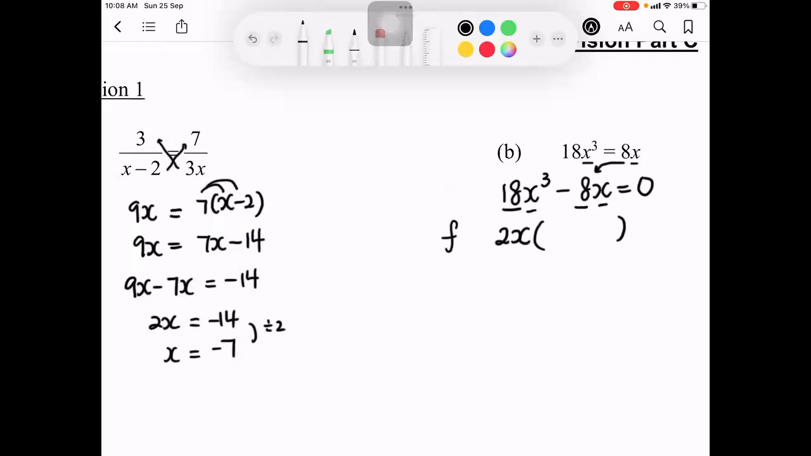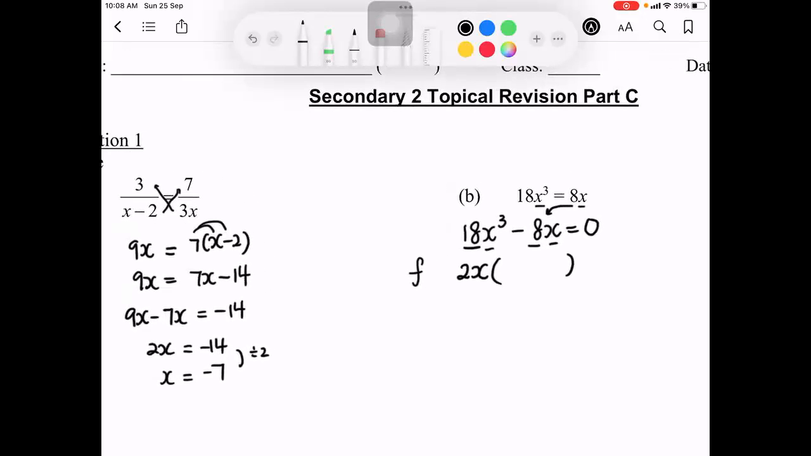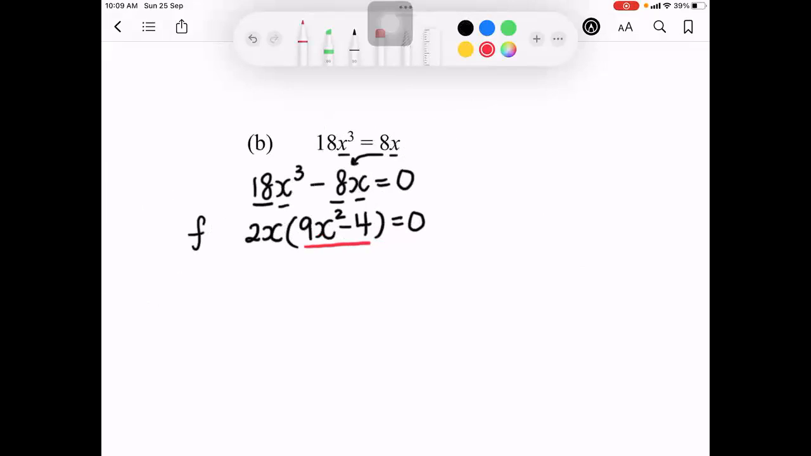Okay, we are doing topical revision part C. So this one we should also have two numbers. So this one will be 9x squared minus 4 equals to 0. When we have 9x squared minus 4 equals to 0, we need to further factorize this portion. Yesterday we did this one. Okay, let's take a look. What is this one? This one we need to use the special product.